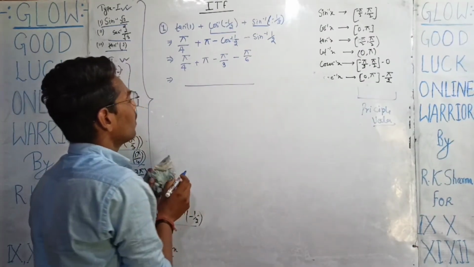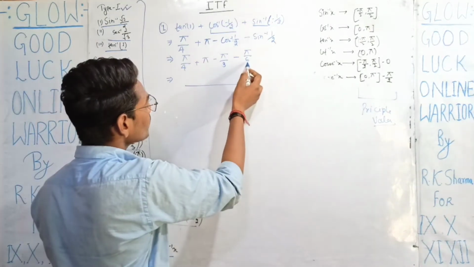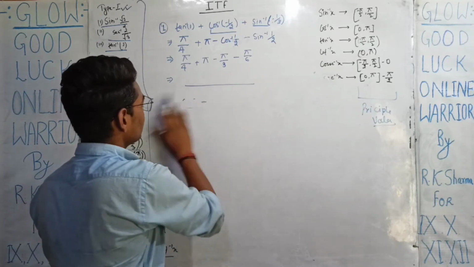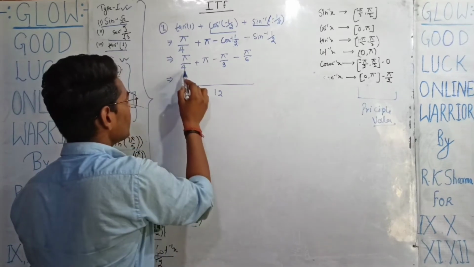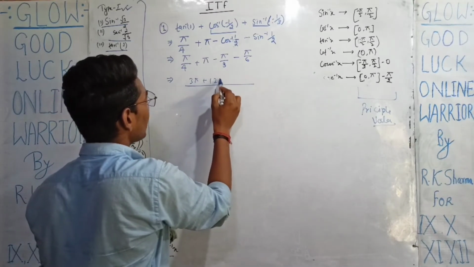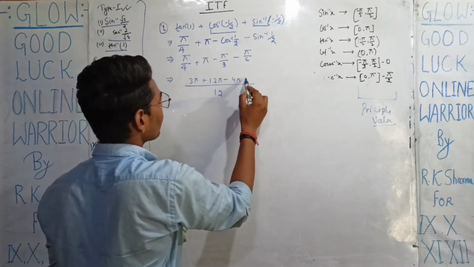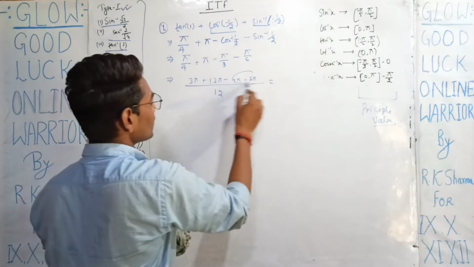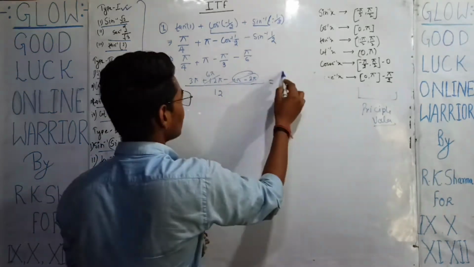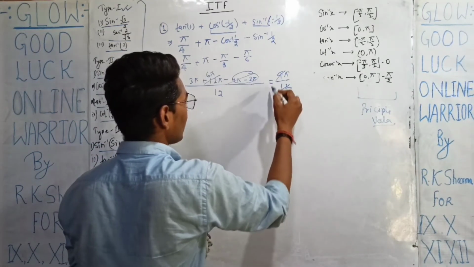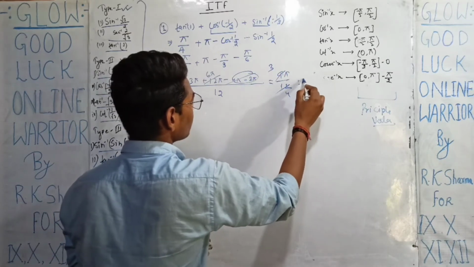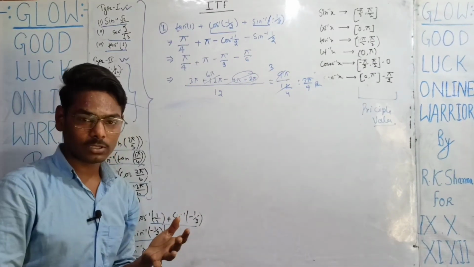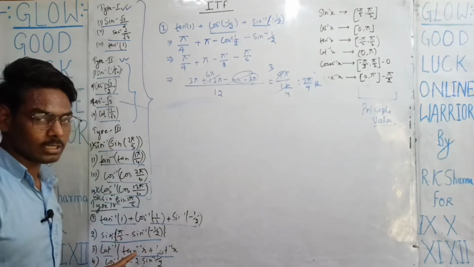We can take the LCM of 6, 3, 4, 2, which is 12. So we get 3 pi plus 12 pi minus 4 pi minus 2 pi, upon 12, which is 9 pi upon 12. Simplifying, 3 pi upon 4 is the answer to that question. It is very easy, and this question will come in your Air Force examination and NDA examination as well as in the board examination.